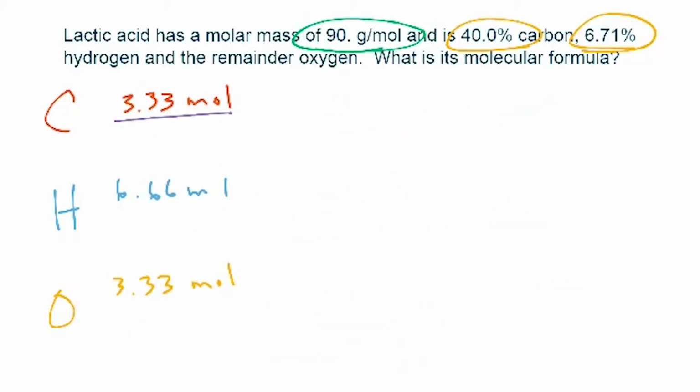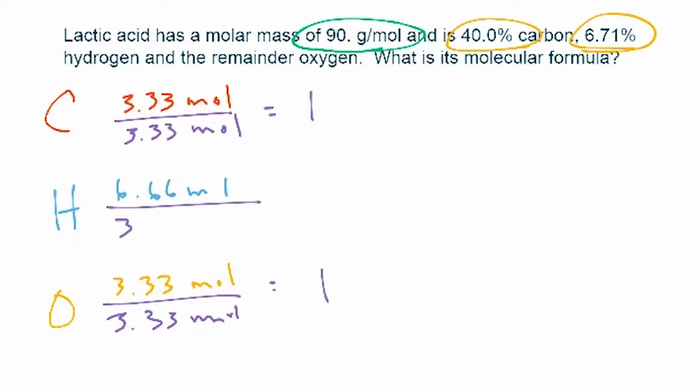Dividing by the smallest of these numbers, which is 3.33, we get 1 mole of carbon, also 1 mole of oxygen, and 2 moles of hydrogen. These are all whole numbers, so this ratio is good, and it turns out then that our empirical formula is CH2O.